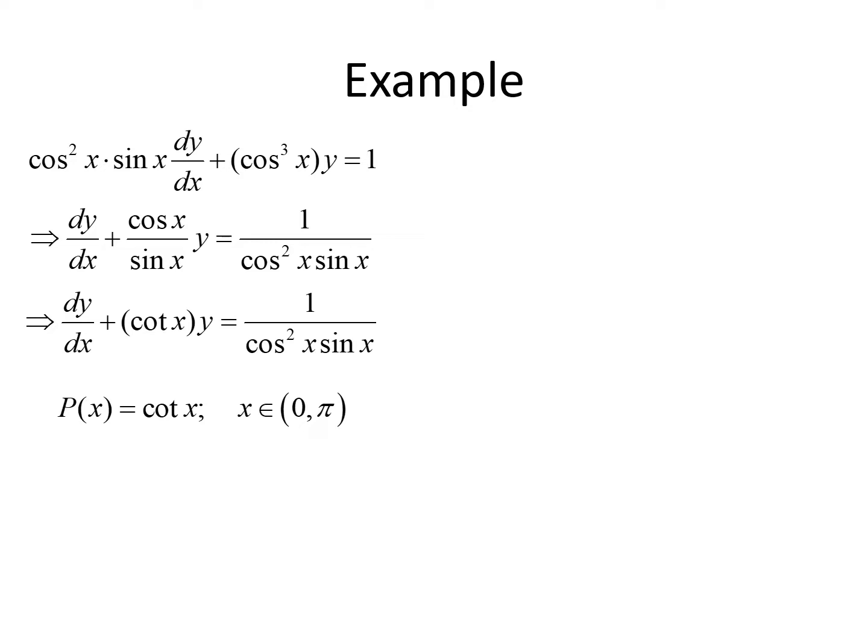So p of x is going to be the cotangent of x, and that's going to have a singular point anywhere where sine of x is equal to 0. So 0, pi, 2 pi, 3 pi. So we'll consider our solution on the interval from 0 to pi.